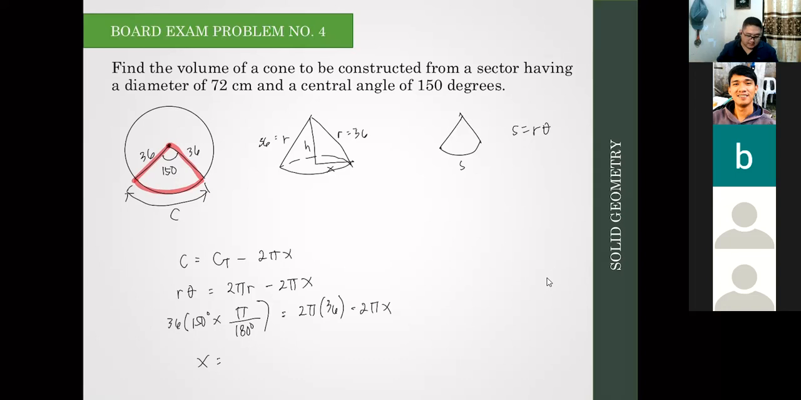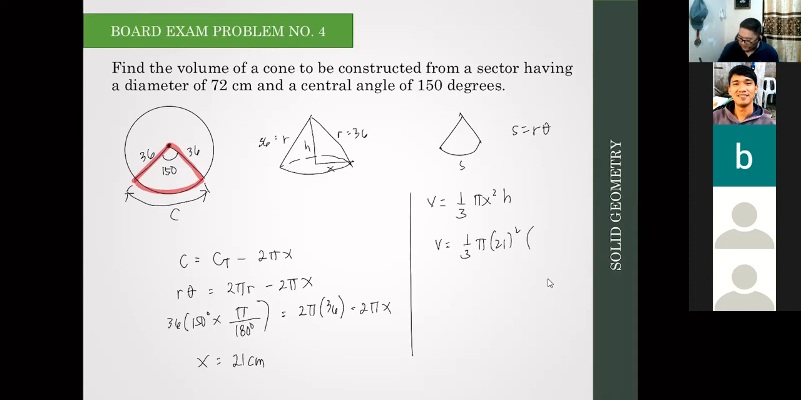So, that is 21 centimeters. Okay? So, meron tayong nakuha 21 centimeters na value kay x. Pero hindi yan yung kailangan natin. Kailangan natin is volume. So, 1/3 na area ng base, which is pi x squared times yung height natin. So volume is equals to 1/3 pi 21 squared times yung h natin.